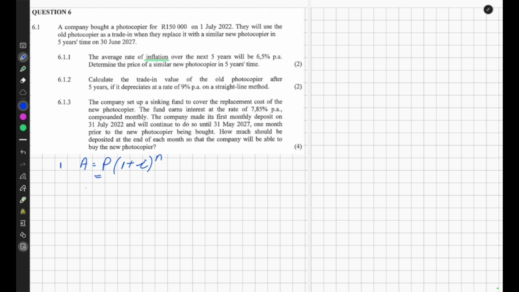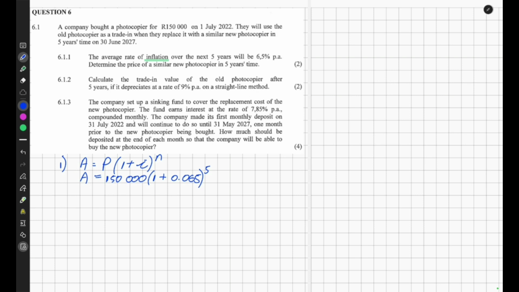Now, in this case, we are working out A. What is it going to be after we added interest? We know it's starting at 150,000 and it is 1 plus 0.065. Now, I know many people like doing the percentage. You are welcome to. My brain just works in decimals. Sorry about that. But you can work in percentages, just don't make a mistake. And then it is to the power n, which is 5 years.